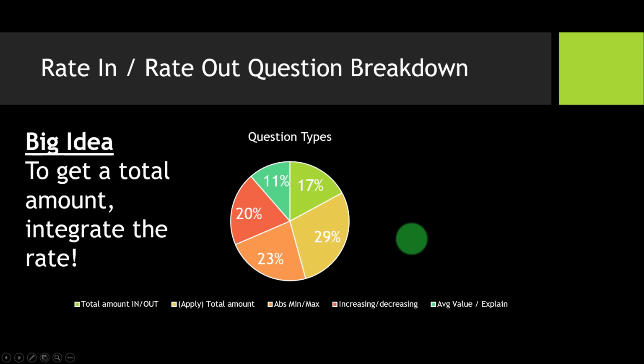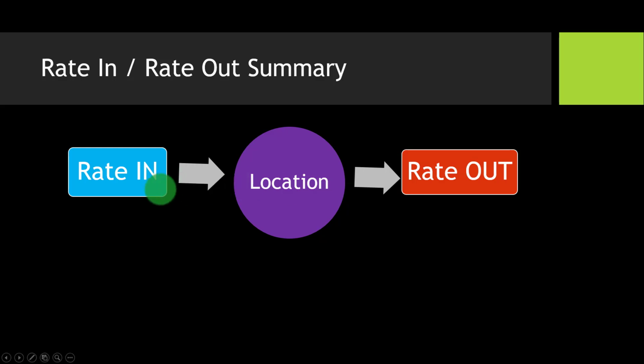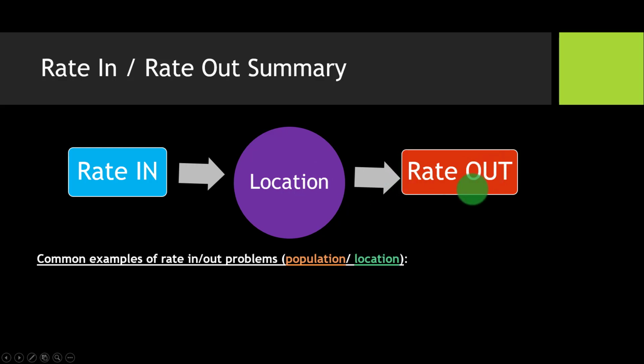The big idea here is that to get a total amount, we integrate the rate. So we're typically given a rate in, the location, and then the rate out. So some examples, I'm going to use the word population and location for rate in, rate out problems. We could have oil in a tank, where oil is the population, or like the thing that we're asking about, and the location is the tank. It's either being filled into the tank, or maybe there's a hole at the bottom of the tank and it's leaking out. That would be the rate out.